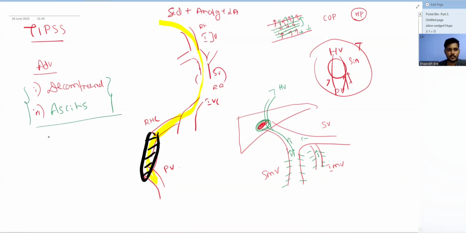But what are the disadvantages with these TIPS? So the main complication of TIPS, the immediate main complication of TIPS, is that because you are taking a guide wire and passing it through the hepatic parenchyma, there is injury to the capsule, and this can lead to intraperitoneal bleeding. Right? Liver is highly vascular, that can lead to the intraperitoneal bleeding.